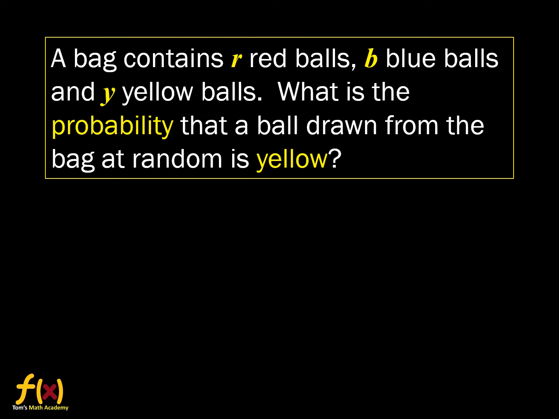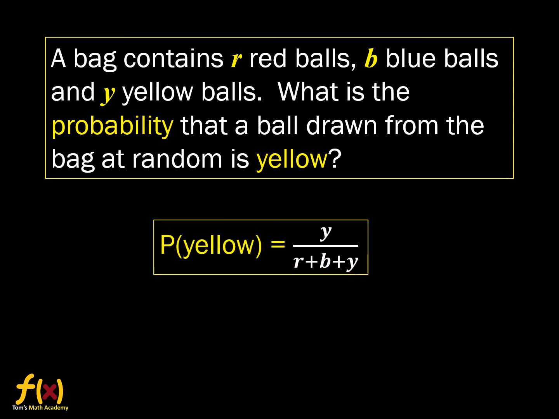Look at this. A bag contains R red balls, B blue balls, and Y yellow balls. What is the probability that a ball drawn from the bag at random, we just take one ball, is yellow? So our calculation is probability of yellow equal to Y divided by R plus B plus Y. Y is the favorable outcome, and the total outcome is R plus B plus Y. That is the definition.